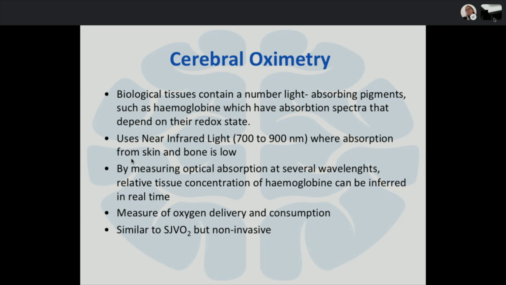Some of these are, for example, the hemoglobin, which has got a specific absorbance spectrum. So when we use near infrared light, normally we use it between 700 to 900 nanometers, where the absorption from skin and bone is very low. Basically, what we do is measure the optical absorption at different wavelengths, and the absorption depends on the relative concentration of these pigments, for example of the hemoglobin. So at the end, what we obtain is a measure of the oxygen delivery and consumption. It's similar, from the pathophysiological point of view, to the SJVO2, but it does not require any invasive catheter.